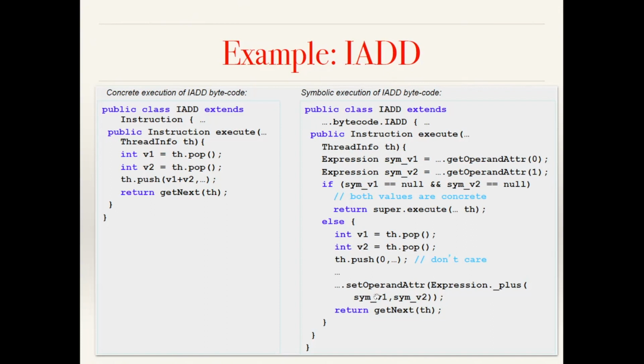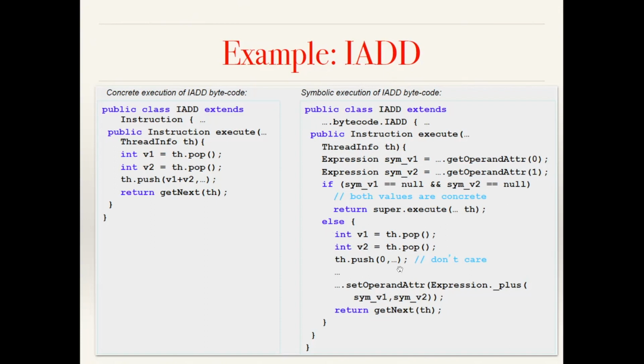In this code, which is the original implementation of symbolic execution, we would first pop the two values, but then we push an arbitrary value because we are in symbolic mode and we don't care about the concrete value. Let's say we push 0, and then we set the attribute of the result to a new attribute represented by an expression of type plus, which has the two symbolic values as the operands of that expression. And then we continue.